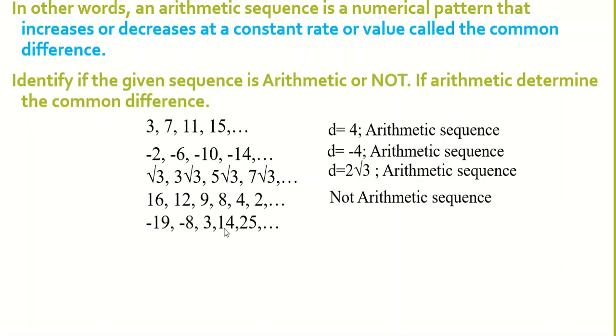So 25 minus 14 is 11. 14 minus 3 is 11. 3 minus negative 8 means 3 plus 8. That is 11. Negative 8 minus negative 19, so that is negative 8 plus 19, and that is still 11. Therefore, we have a common difference that is 11. So that makes it an arithmetic sequence.